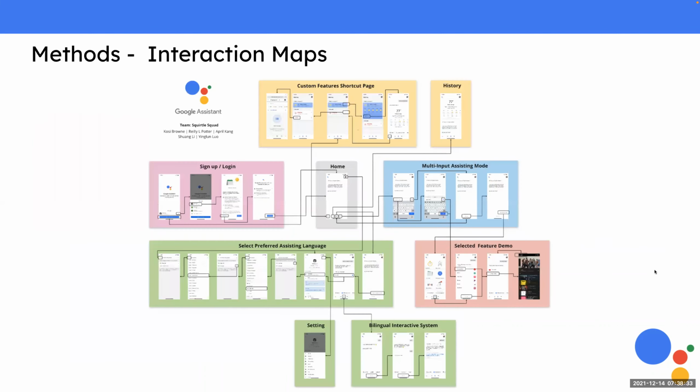The first method that our group used was an interaction map. This method allowed us to generate static representations of the Google Assistant system that helped us to understand all the possible actions within the application.